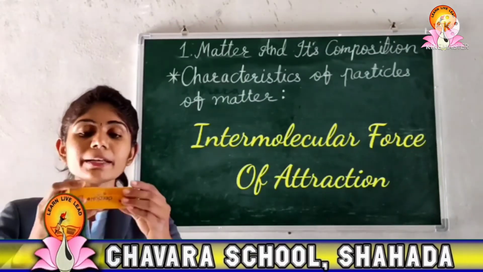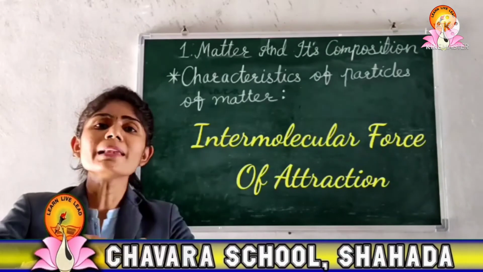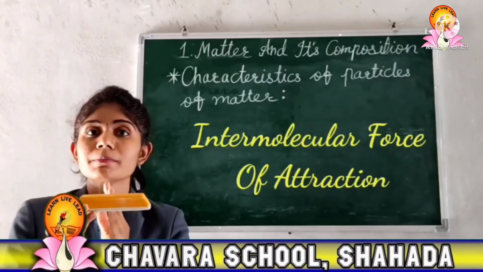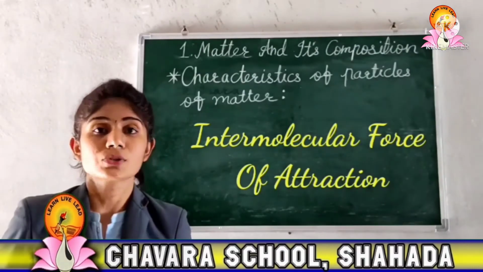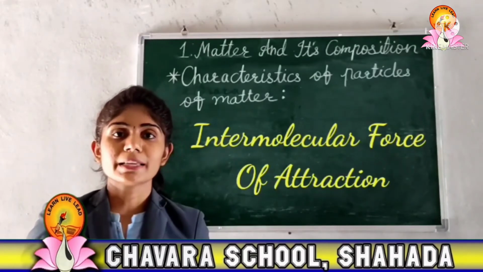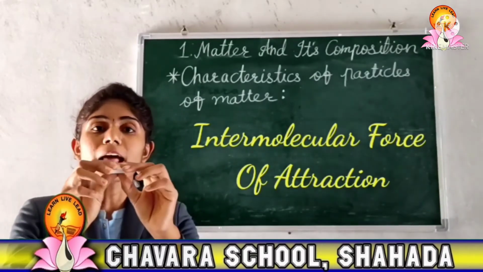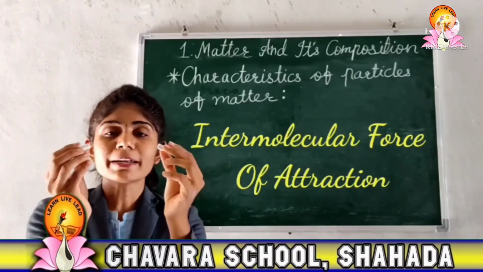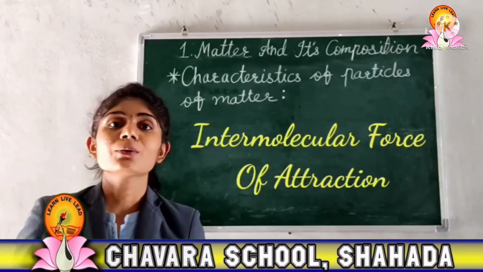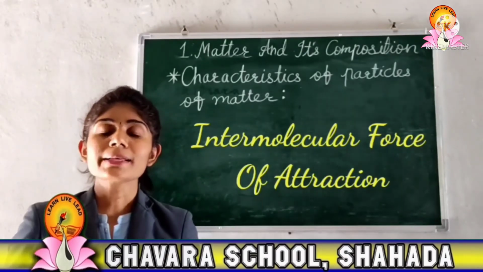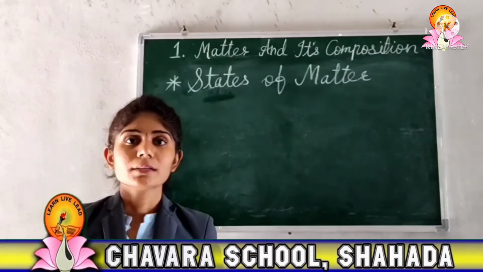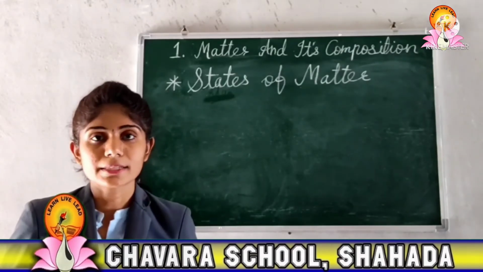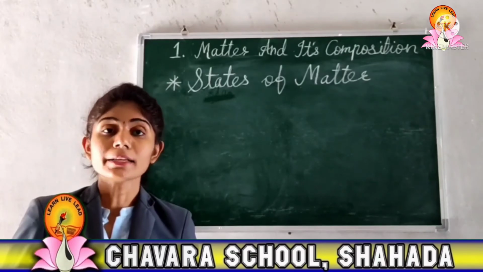For example, if we try to break the duster, we will need more force to break it because the force between the molecules of the duster is strong. The second example is chalk. If we try to break it, it will break very easily because the force of attraction between the chalk molecules is weak. So it varies as per the state of matter. There are 3 different states of matter based on their characteristics: solid, liquid and gases.